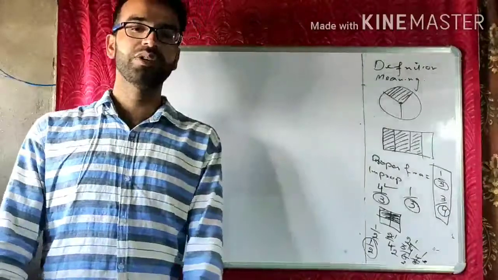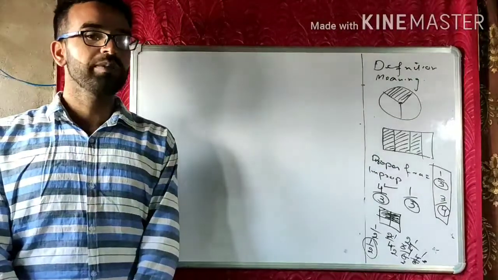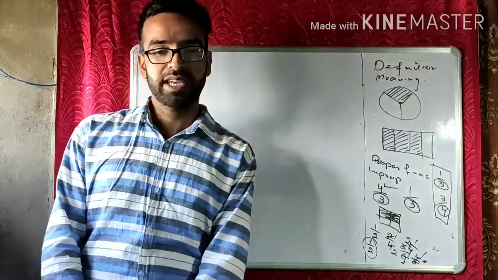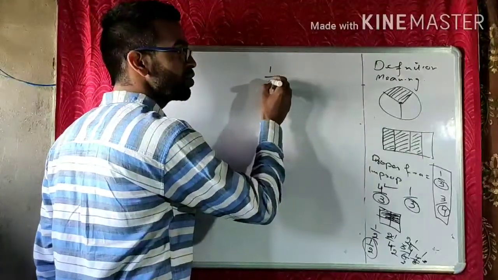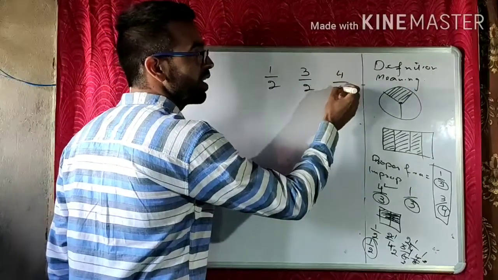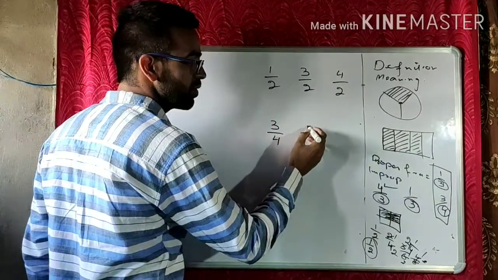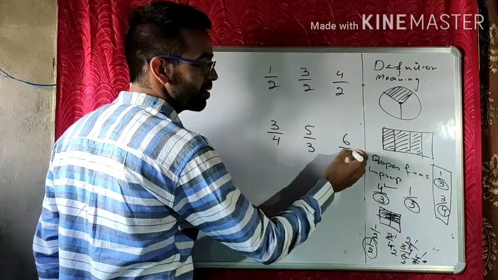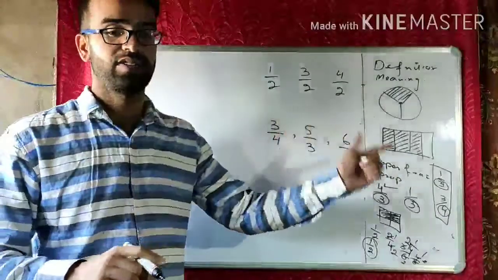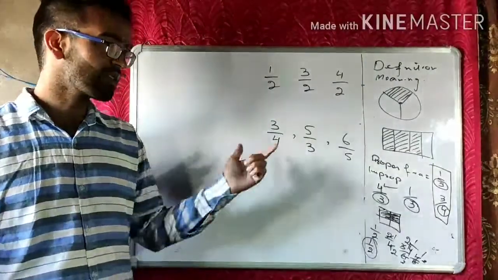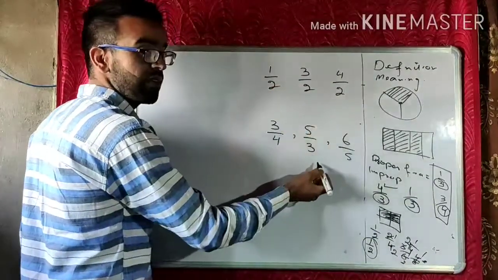And today we are going to operate on them separately. So our topic becomes operation on fractions. Once again, we will talk about the like and unlike fractions. For example, here we will take 1 upon 2, 3 upon 2, 4 upon 2, etc. We will also try the unlike fractions here: 3 divided by 4, 5 divided by 3, 6 divided by 5, etc. These are fractions with different denominators. So like and unlike are the two types of fraction.